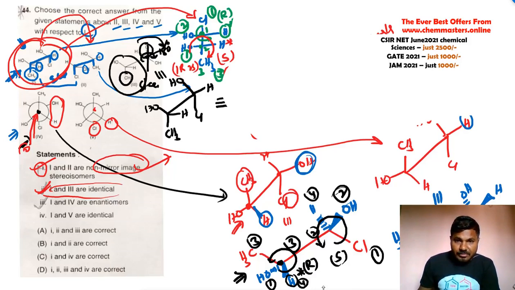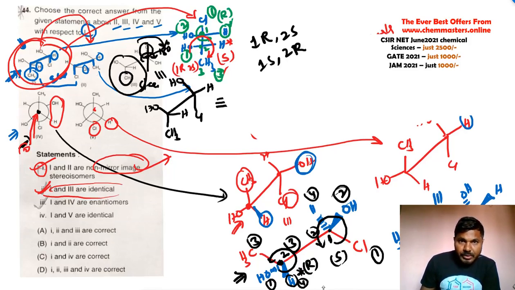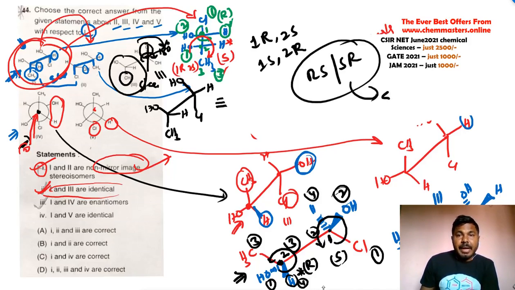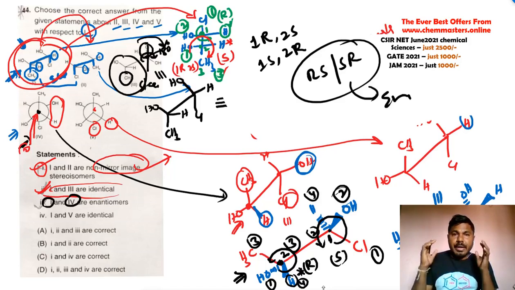Okay, it is S. Now let's check against the first Fischer projection. We have 1R and 2S. Just label the carbons here as we do: the first carbon is the one connected with the chlorine, and the second carbon is next. On the first carbon we have 1S, and on the second carbon we have 2R. So you can see an RS and SR relationship, which simply gives an enantiomeric relationship. So we can say that 1 and 4 are enantiomers.